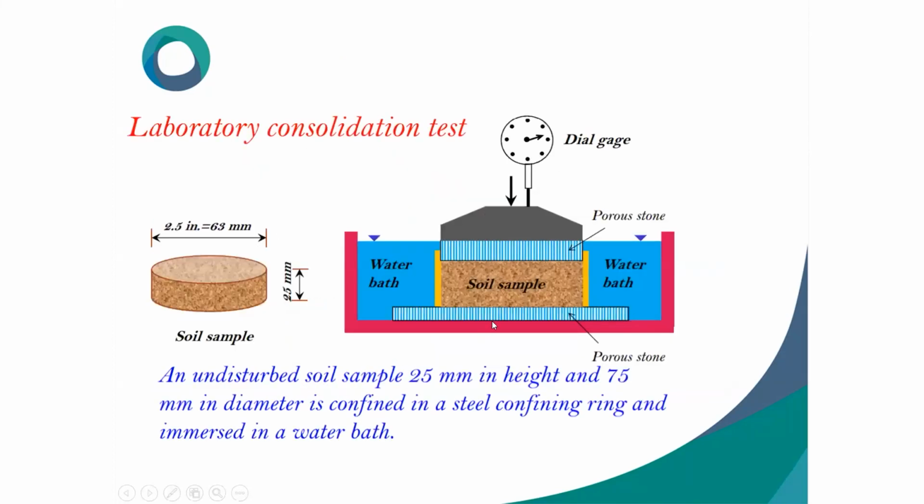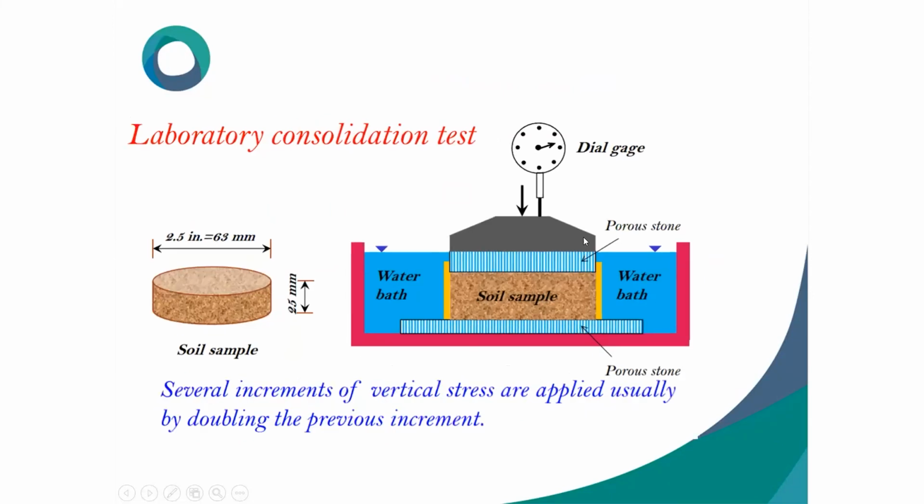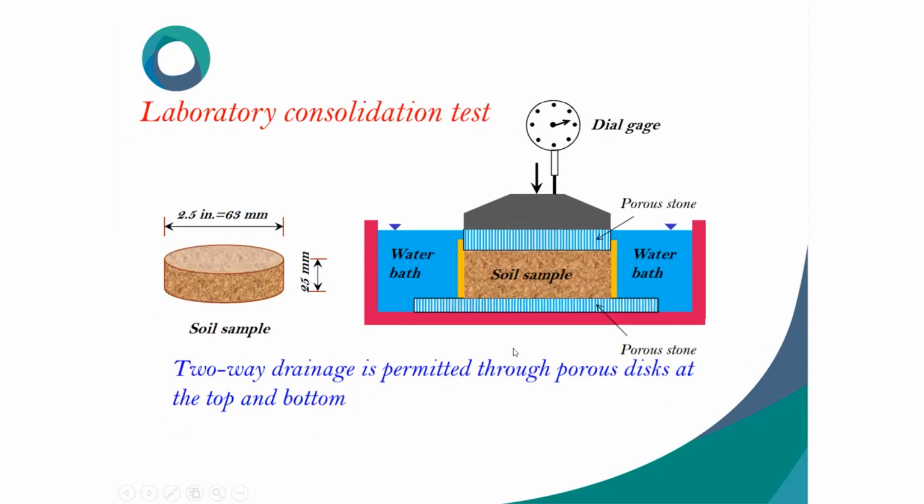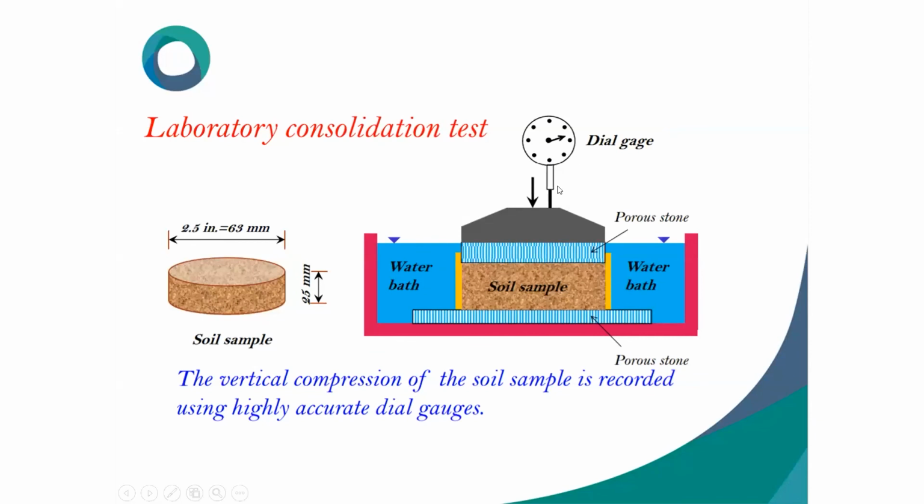See, this is an undisturbed sample of 25 mm height and 75 mm diameter in a steel confining ring, immersed in a water bath. Then several increments of vertical stress are applied, usually by doubling the previous increment. Then what will you do? Two-way drainage is permitted through the porous discs at the top and bottom. Then the vertical compression of the soil sample is recorded, usually with a highly accurate dial gauge.